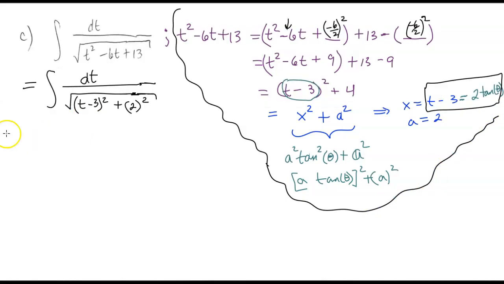And so I'll switch colors here. And we'll say let t minus 3 equal 2 times tangent theta. Okay. And so if we do that, then of course we need to figure out what dt is going to end up being. So if we do this, we are going to have to take the derivative of both sides, and we're going to have to take the derivative of both sides with respect to t so that we can get the dt part that we need to solve for.